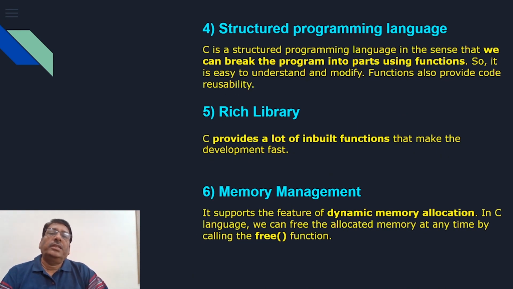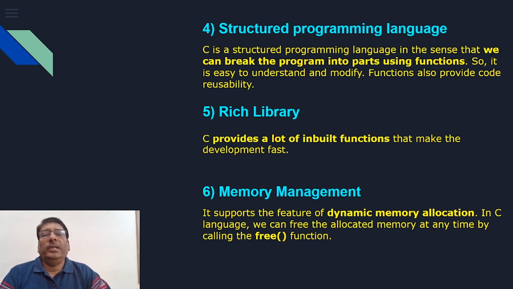And then we say C is a structured programming language. As we just said, whenever you write a program in C language, we can break the program into parts, where each part of this program you can call a function. So it is easy for us to understand when you divide the program into parts and then execute it. It is something like the concept of divide and rule policy.